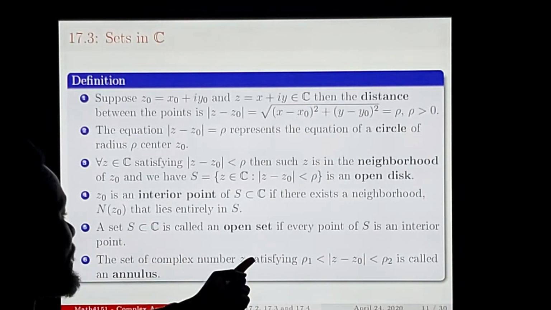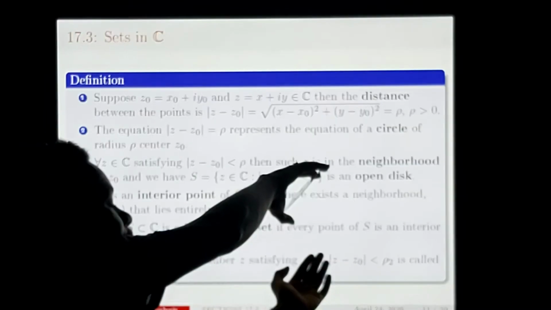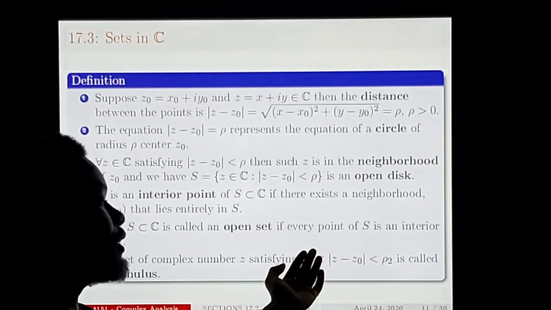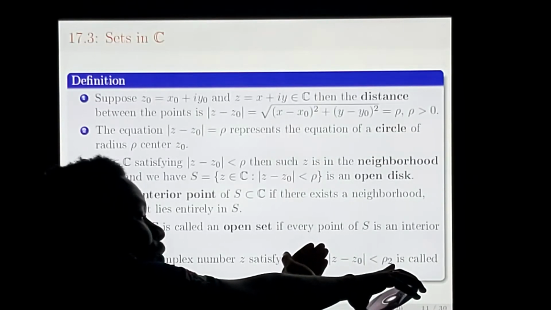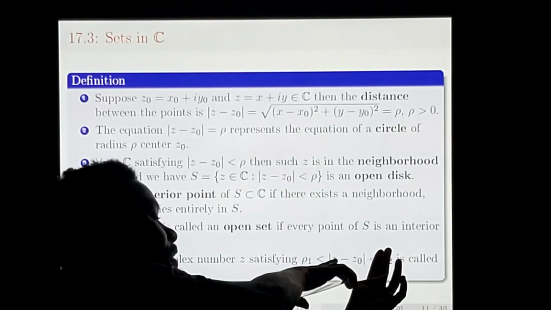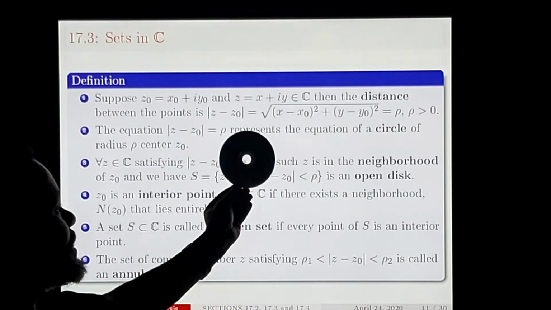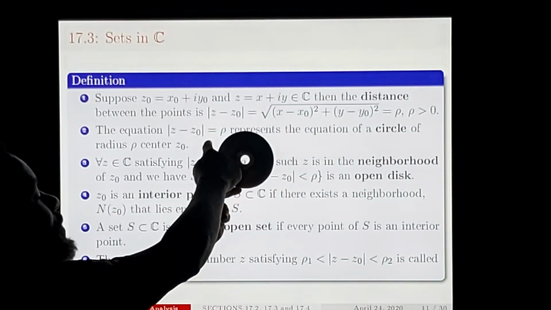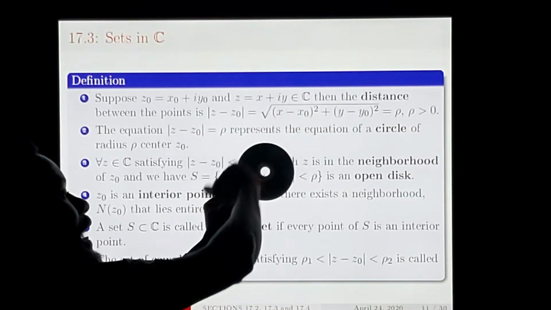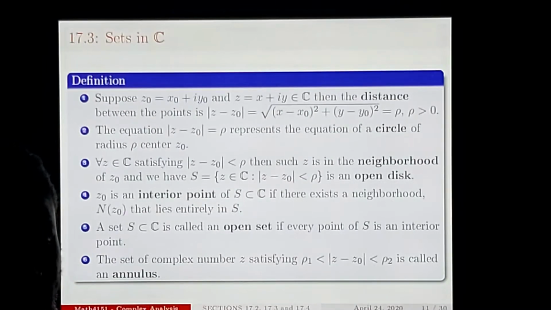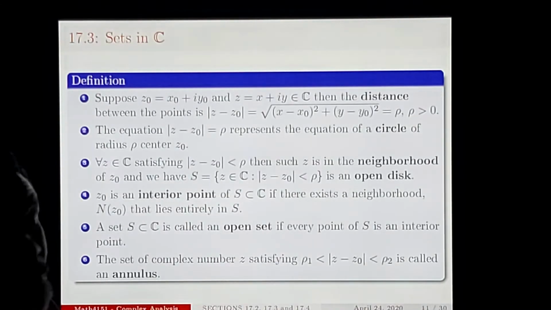The set of complex numbers Z satisfying, now this is another one. Here, if I cover this, we are looking at this disk, okay? And now if I cover this side, so this we've already said, this is an open disk with radius rho. If I cover this on the side, this is a disk, but now it's the outer part of the disk. This is called an annulus. Actually, this is a nice example of an annulus. You can think of the outer one as rho 2, and the inner one as rho 1. That's what you call an annulus, okay? It's just two rings and then the region in between.